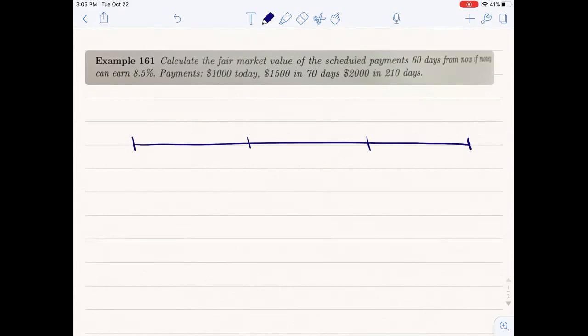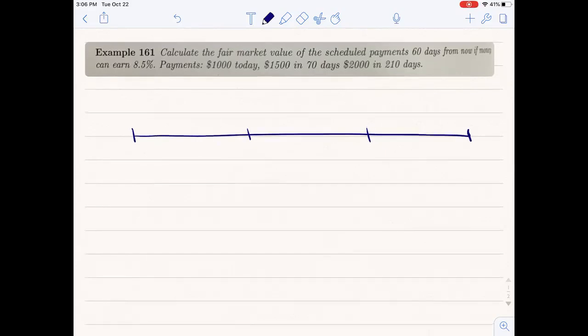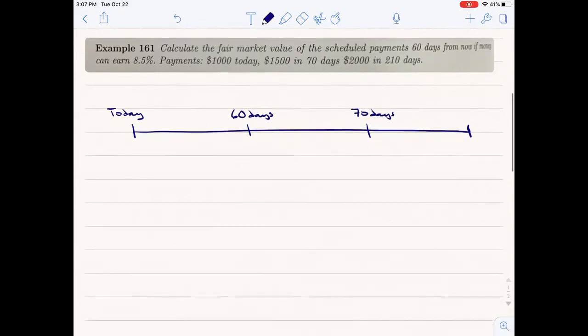Okay. So as far as these dates go, so now remember the second step is to put the dates over top of these ticks, right? And so we've got the first date in order is today. And then we had 60 days from today. We had another tick at 70 days from today. And then the last tick at 210 days from today. Okay. So far, so good.